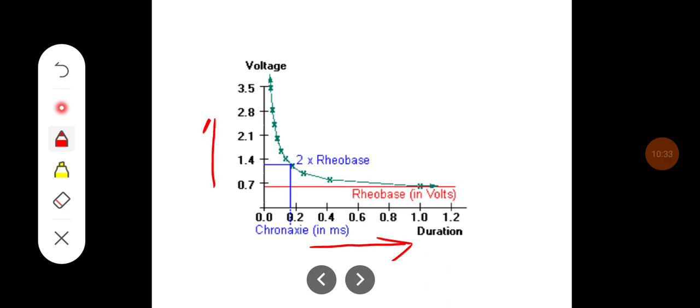So this diagram shows the relation between the duration which is required for the excitation and the strength of the stimuli. The lowest strength of stimuli that is required for the excitation of the tissue is called rheobase, and the time required for this is called utilization time. And if you use twice the rheobase, the time required for excitation of the tissue is called chronaxy, and this parameter is used to assess the excitability of any tissue.